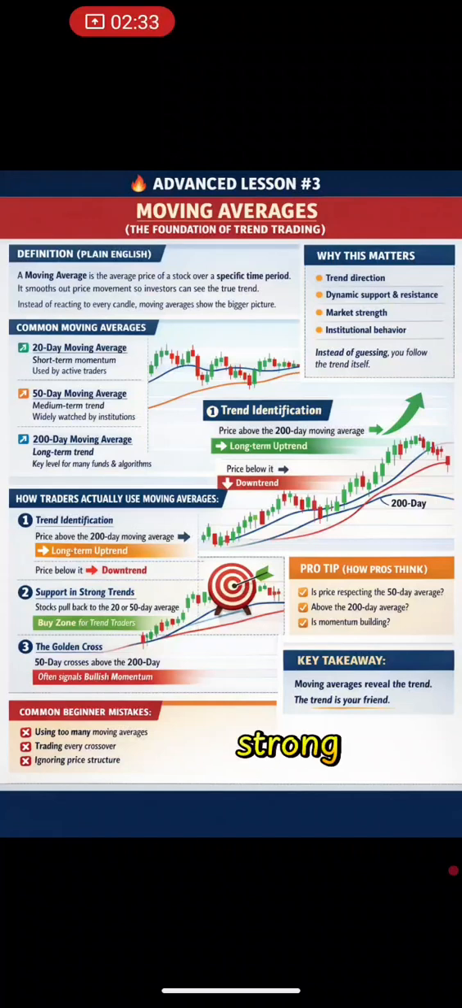Number 2, support in strong trends. During bull markets, stocks often pull back to the 20 or the 50-day moving average, then bounce. This becomes a buy zone for trend traders.